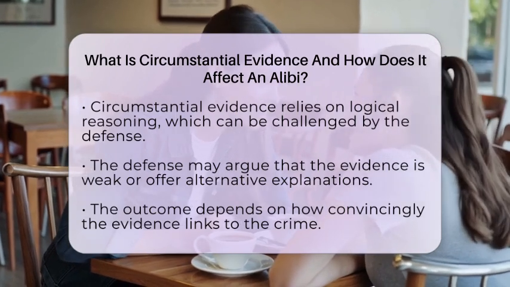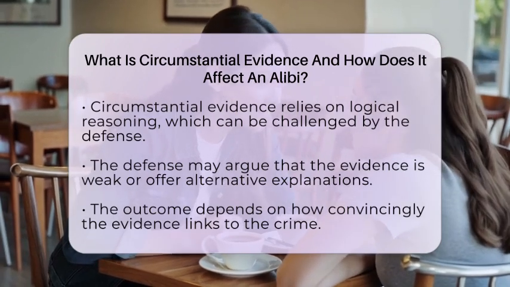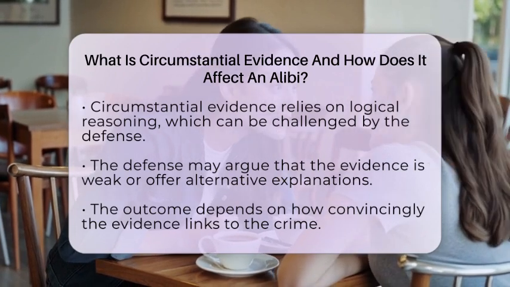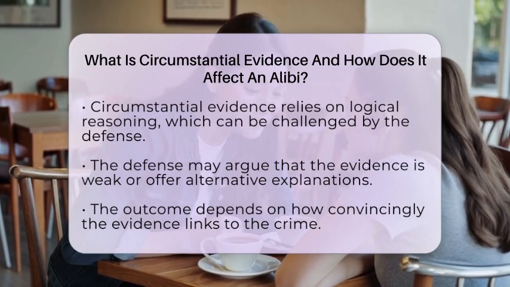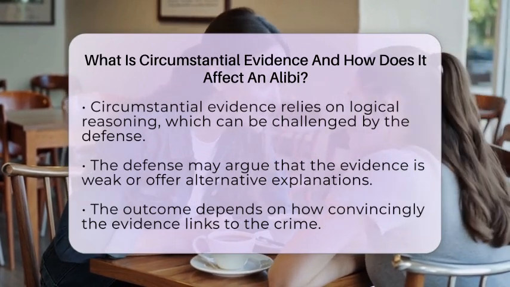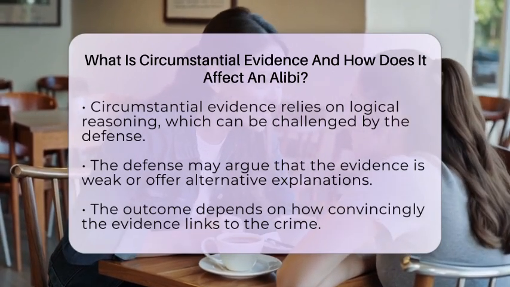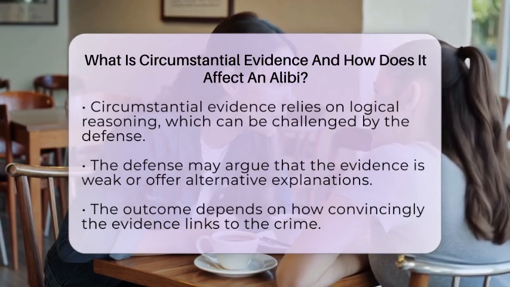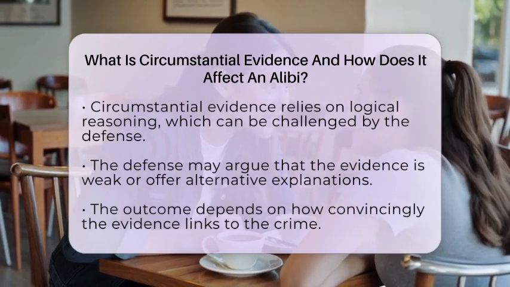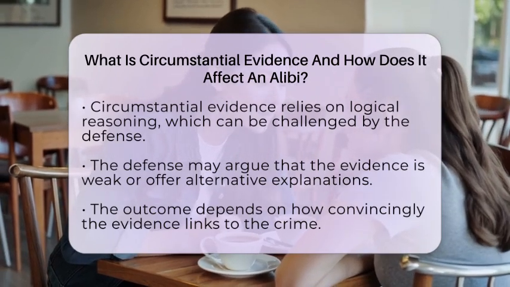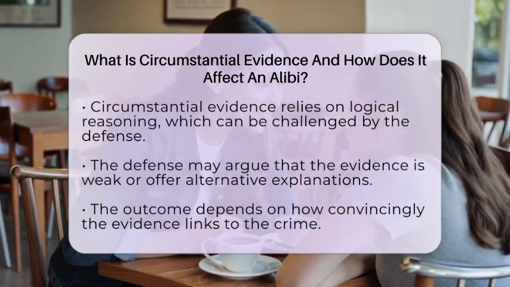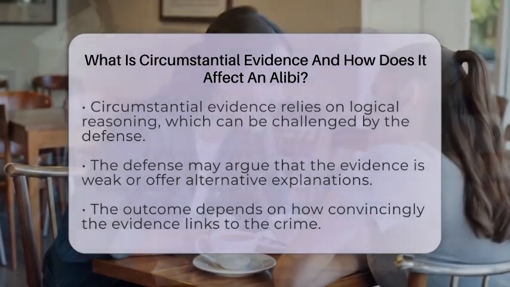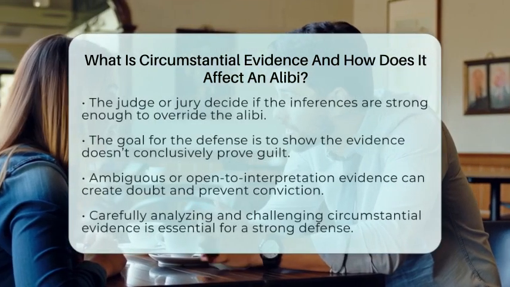Because circumstantial evidence depends on reasoning, it's important for the defense to challenge its interpretation. They might argue that the evidence is weak or that there are alternative explanations. For example, if the prosecution claims the defendant had the means to commit the crime, the defense can point out that the evidence doesn't prove they did it. They can also introduce their own evidence, like witnesses who saw the defendant elsewhere, to support the alibi.